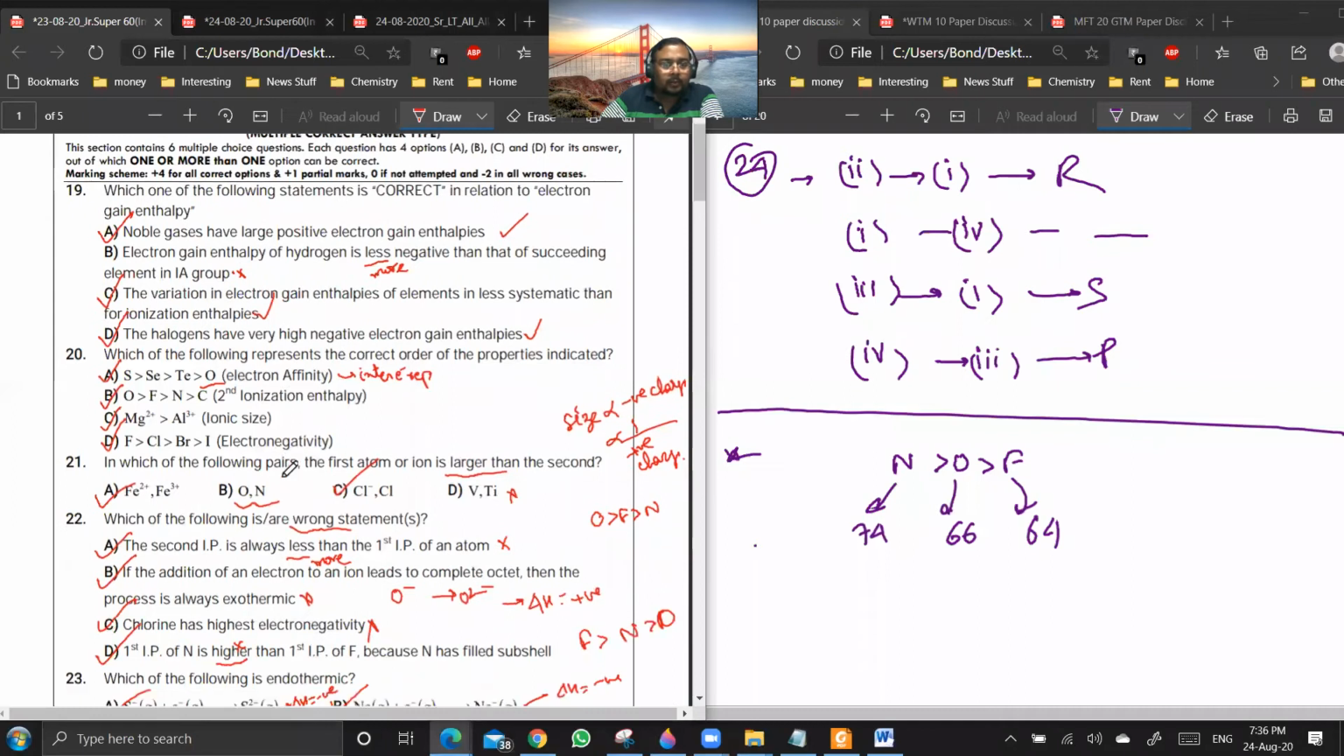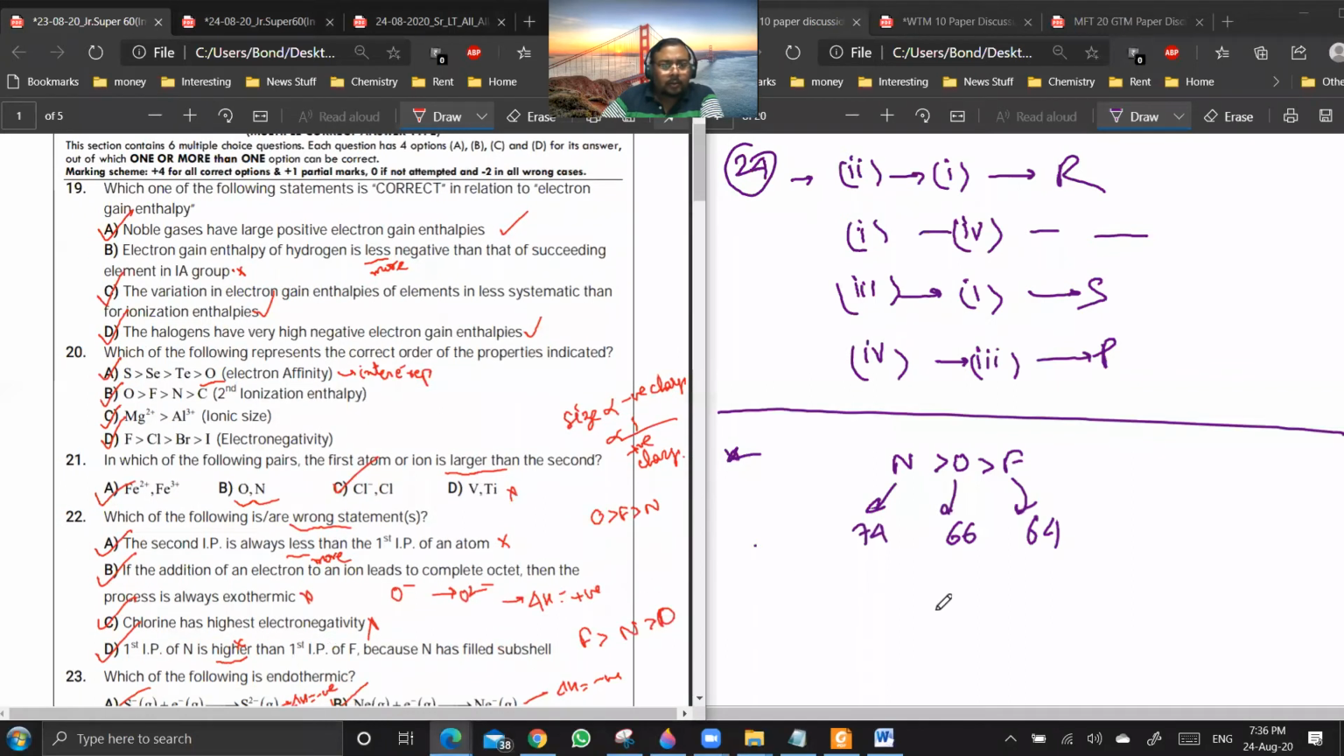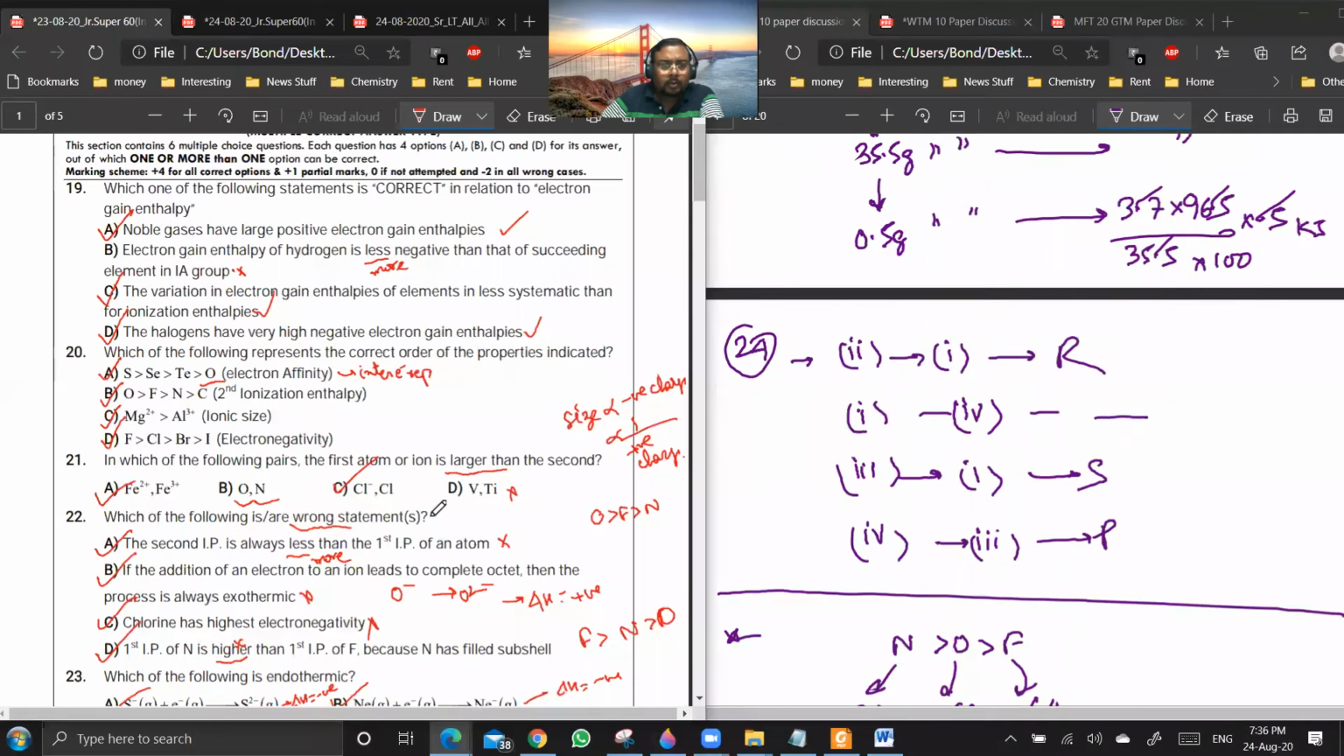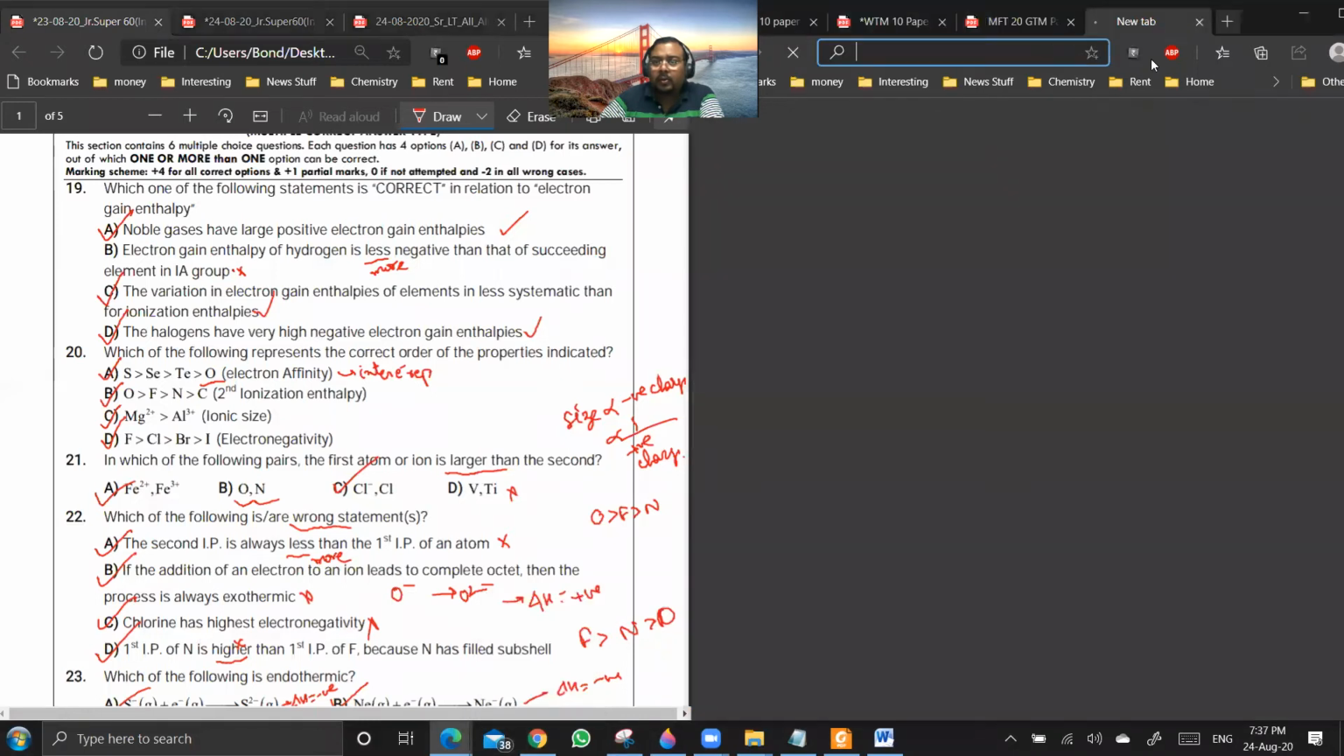After that, the 20th. Which option? A and B. Sulfur, see, we always know that oxygen will have the least electron affinity value. I think I have clarified this in the doubt group also. See, the values you can't mug up. If you wish, I can show you the values.